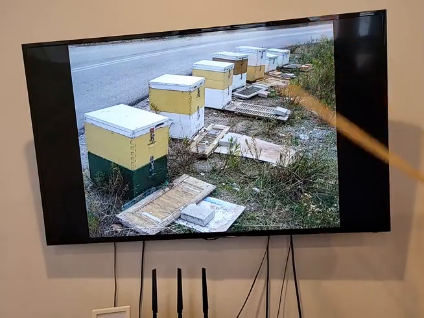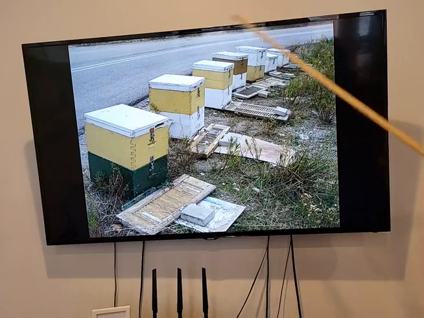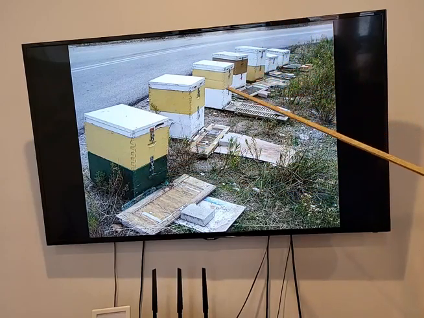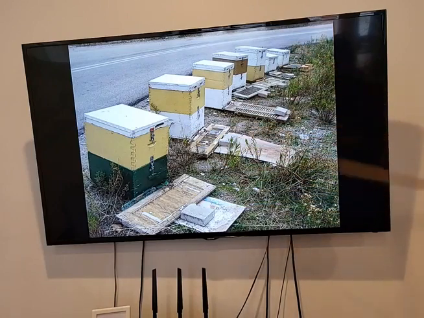You see, one more amateur beekeeper. Near the road, he puts 1, 2, 3, 4, 5, 6, 7 beehives, and he has put the windows here. Okay, I can't explain everything. Okay, let's go to the comment.